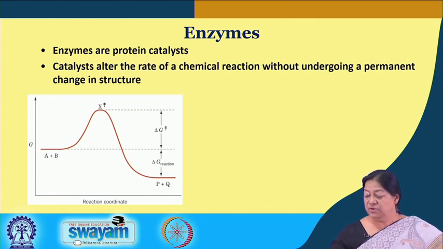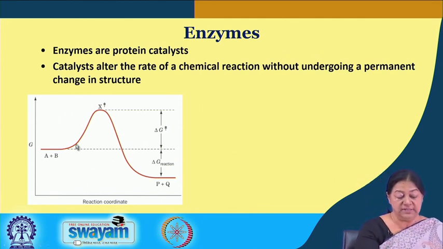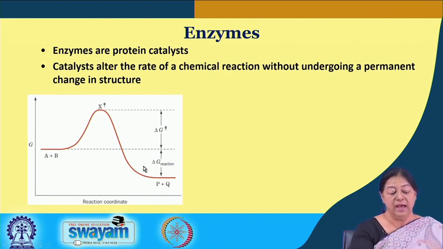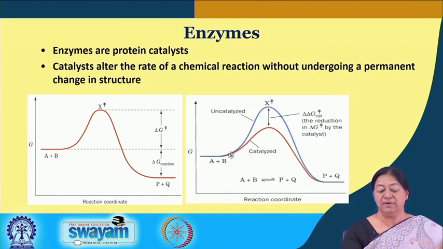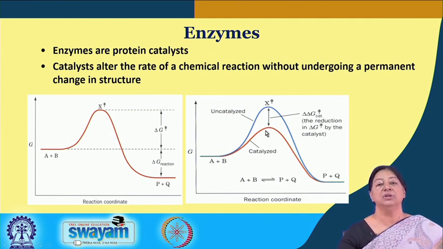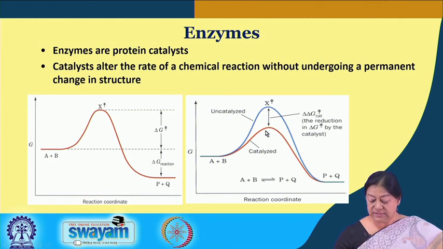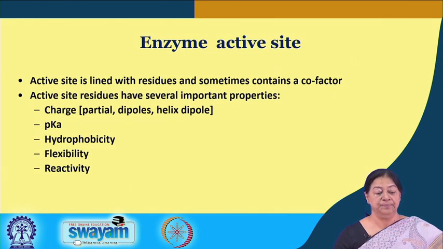So, if we have a general set where we are looking at a reactant going to a set of products, and we have a certain activation barrier that has to be crossed. We know that when we have enzymes, if we have an uncatalyzed reaction, this is what we have, and if we have a catalyzed reaction, we know that we have a reduction in the activation energy. This is exactly what enzymes also do when they act as protein catalysts.